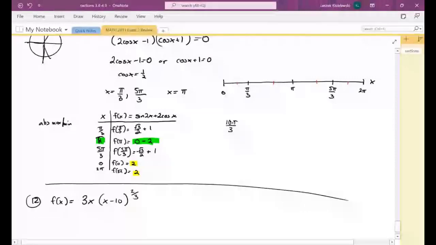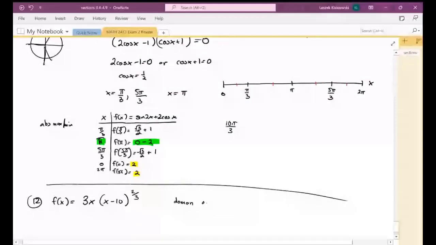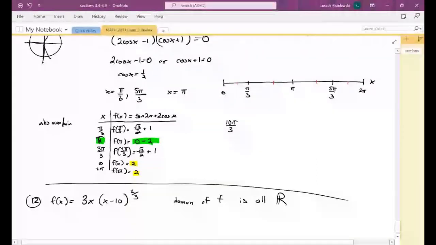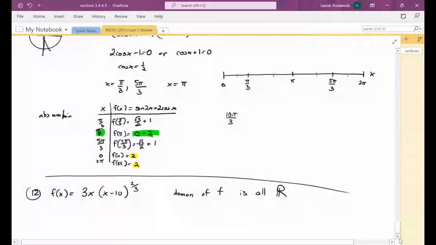Cool. All right, what's the domain of this function? It's all of the real numbers, right? You can take cube roots of negative numbers. So. And why do we kind of want to eyeball that domain?